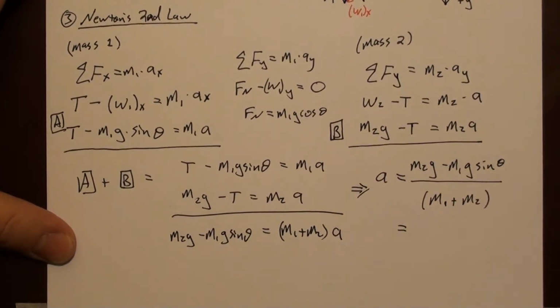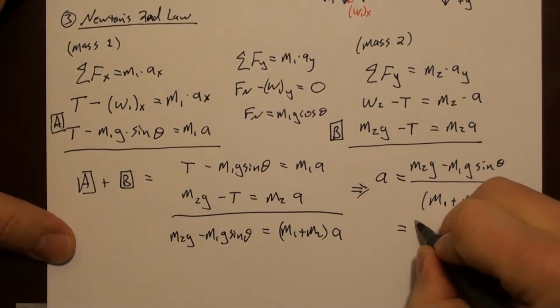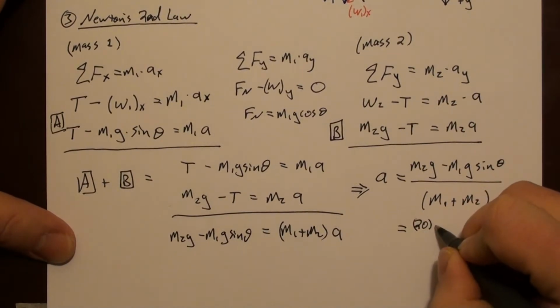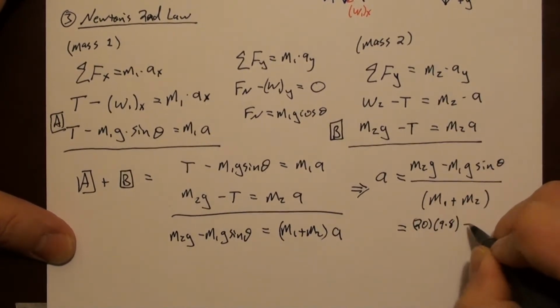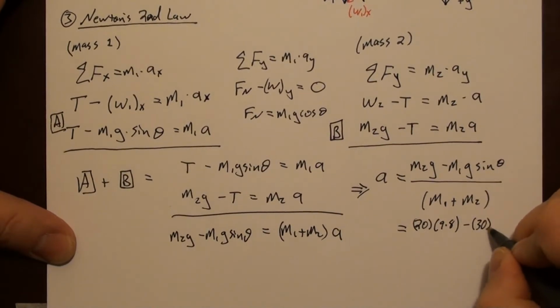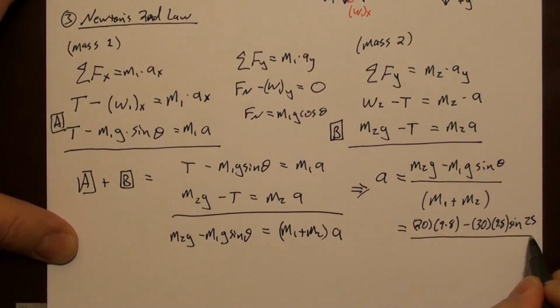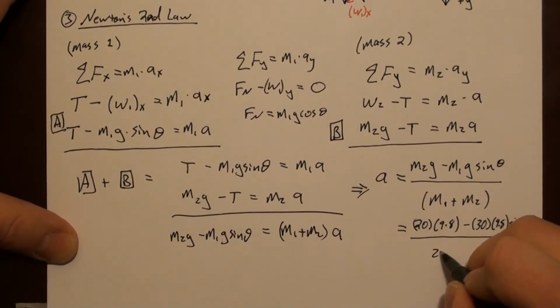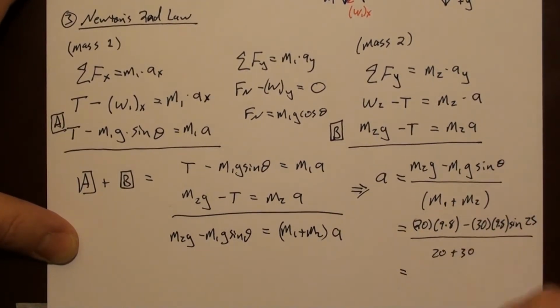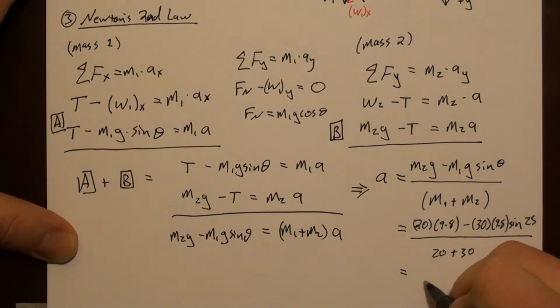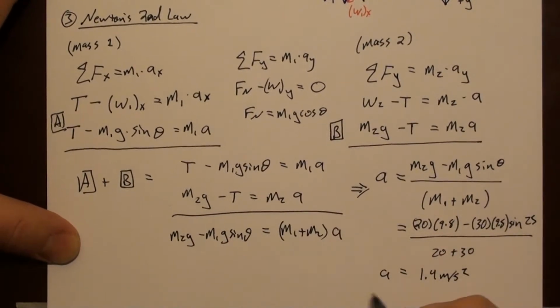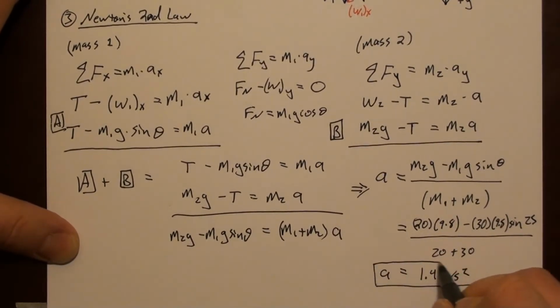So now we can plug some numbers in. Looks like it's 20 times 9.8 minus 30 times 9.8, right? Which would clearly be negative, but then we throw in a sine of 25, which actually makes it positive. Divided by 20 plus 30. And if you do that math, I think you end up with 1.4 meters per second squared for a. That's rounded to 2 sig figs.